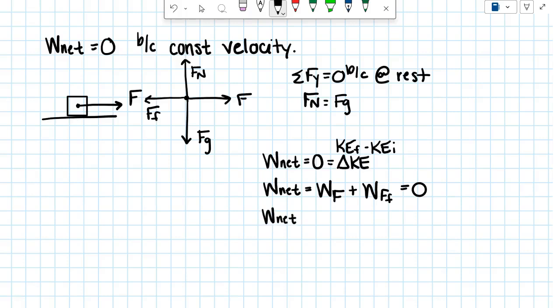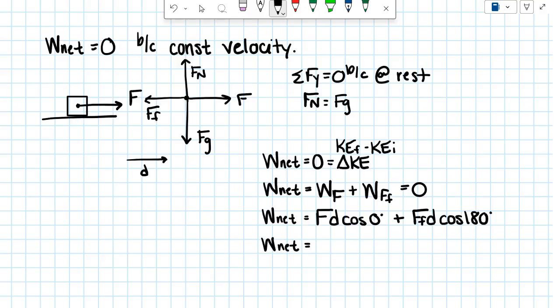So my net work would be the work done by the applied force, so FD cosine, and let's say we're moving to the right, so cosine of 0, plus the force of friction times the displacement times the cosine of 180. Okay, so my net work is FD plus a negative force of friction times D. Because the cosine of 180 is -1 and the cosine of 0 is +1.